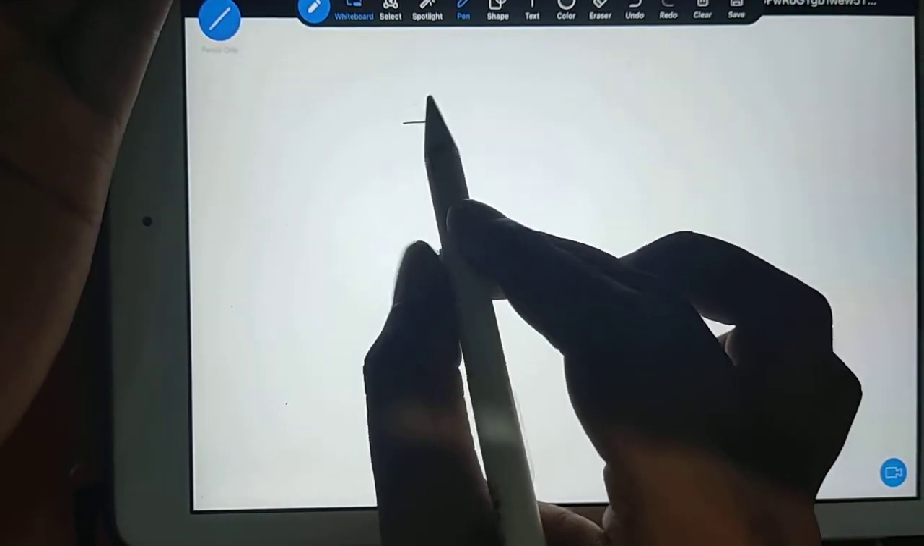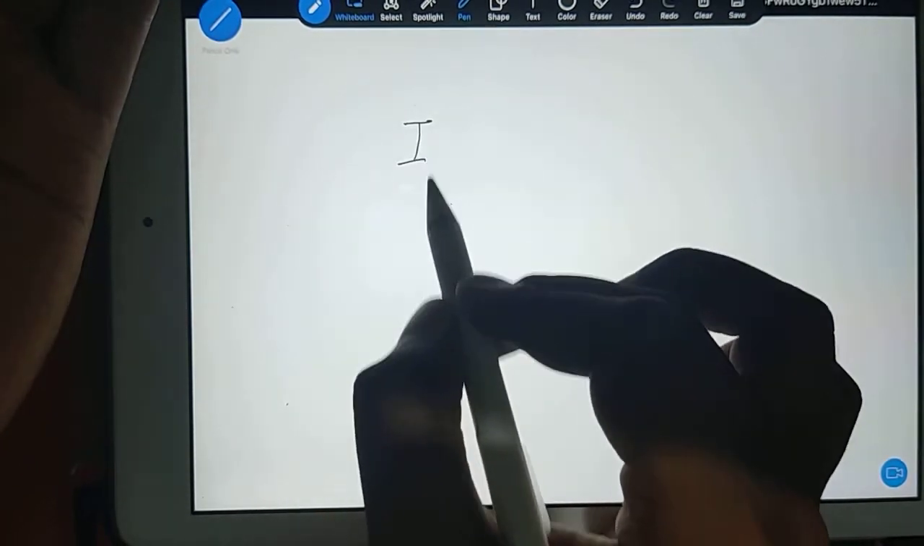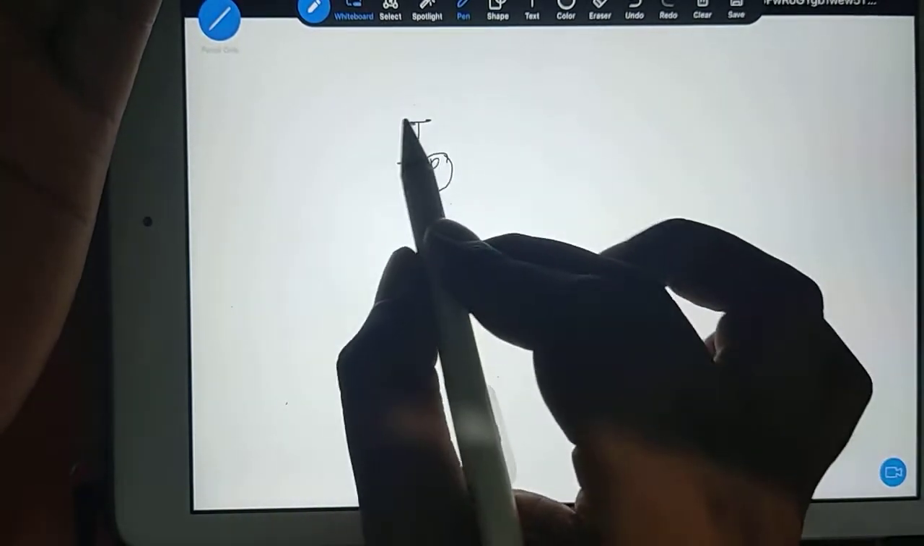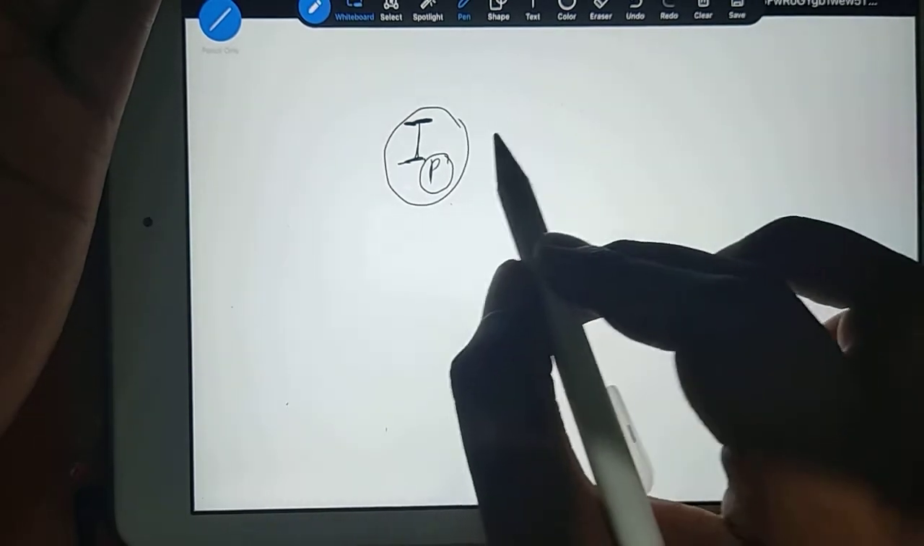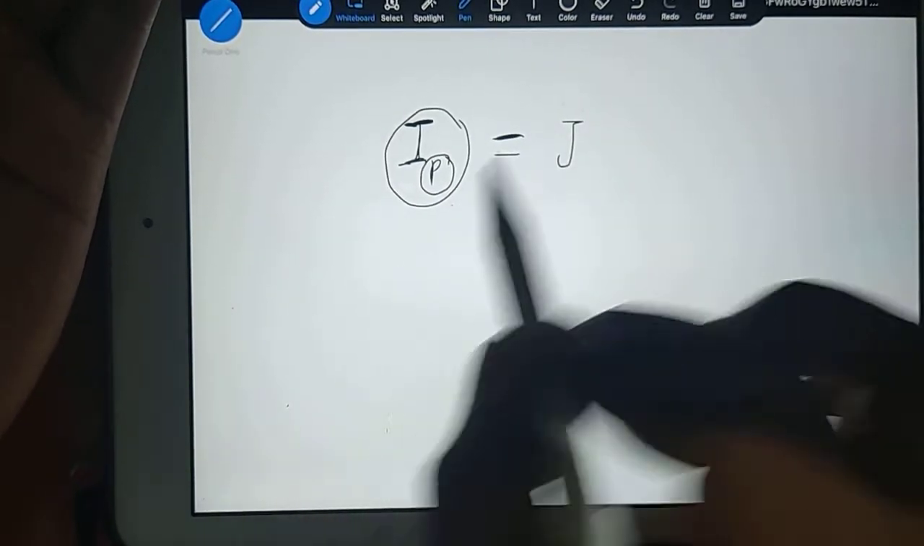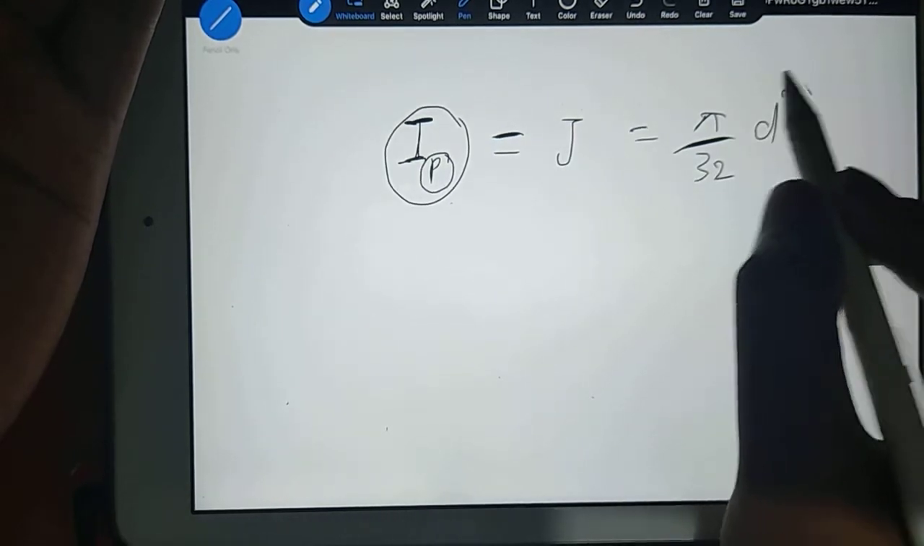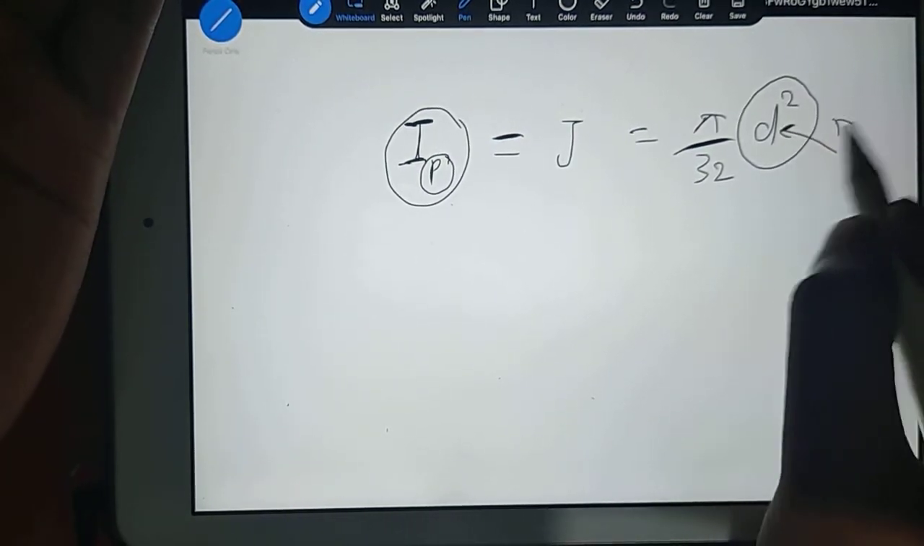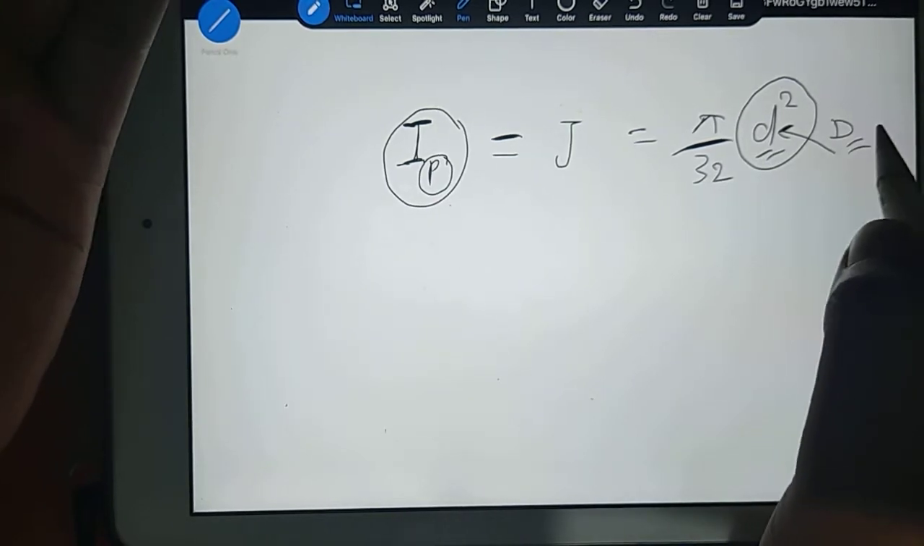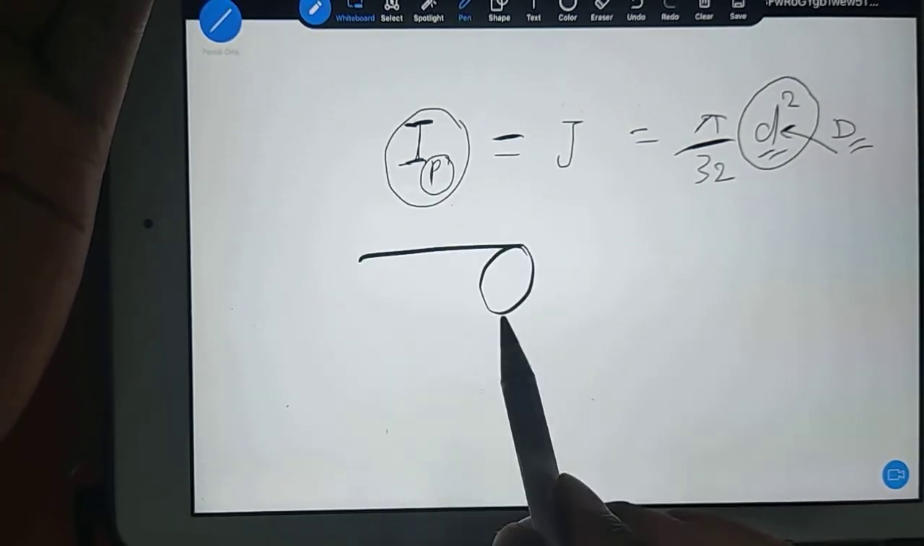Sometimes in some textbooks or some teachers they write I_P. This P is the polar and I is moment of inertia, so polar moment of inertia. In some textbooks, some teachers write J for the same thing. So pi by 32, sometimes you can write d square, sometimes they write capital D, meaning this is representing the diameter of the shaft.